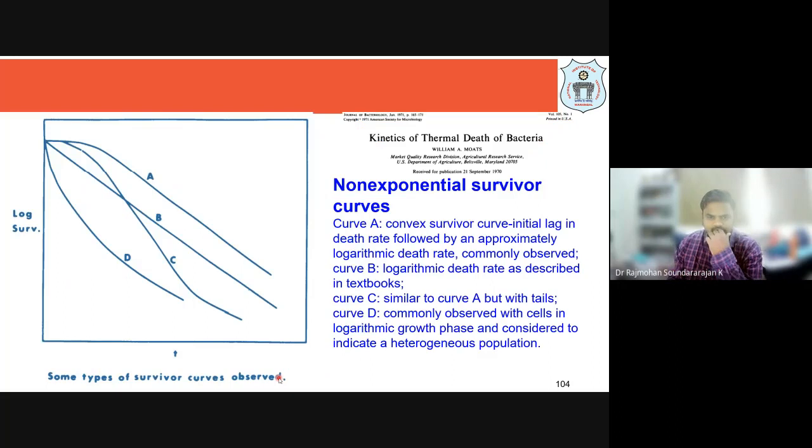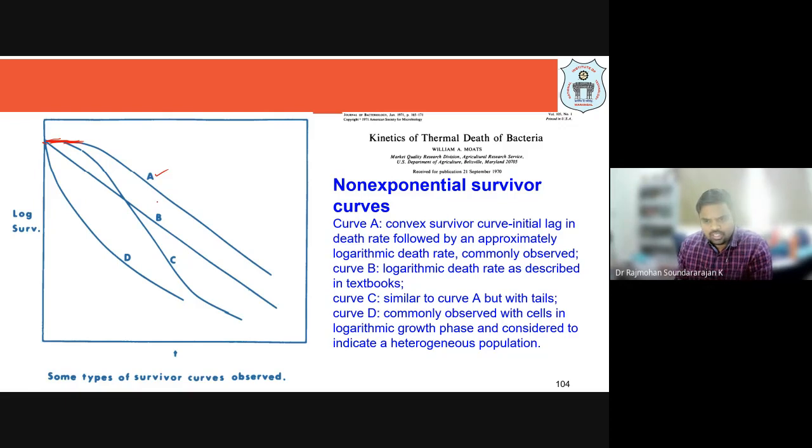Okay, so these are the four types of curves that we have been discussing. Non-exponential survivor curves. Curve A is a convex survivor curve where an initial lag in death rate is there. So wherever you can observe the lag here, initially with respect to time there is a lag, followed by an approximately logarithmic death rate. This curve A is the most commonly observed one. Initially there will be a lag when you start sterilizing, so that's why we are having this much time for sterilization.